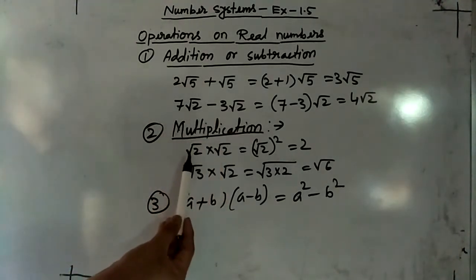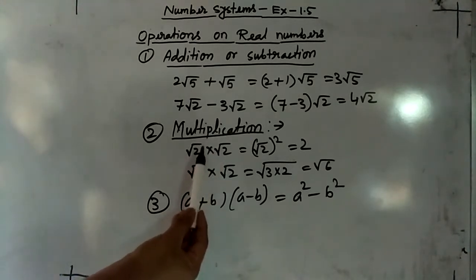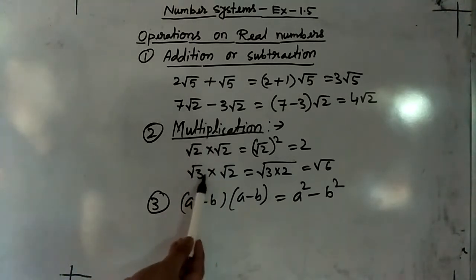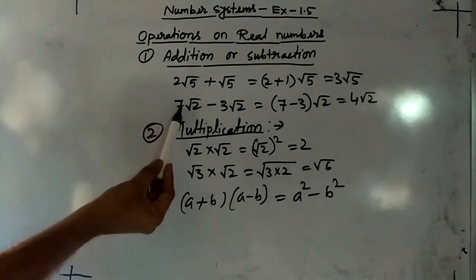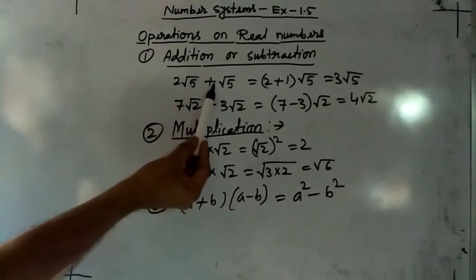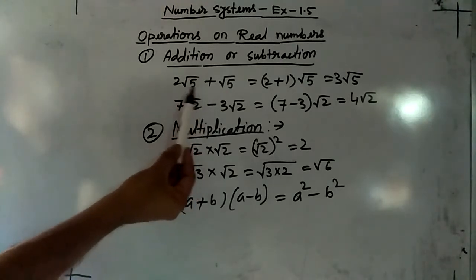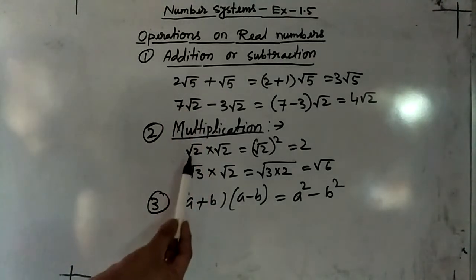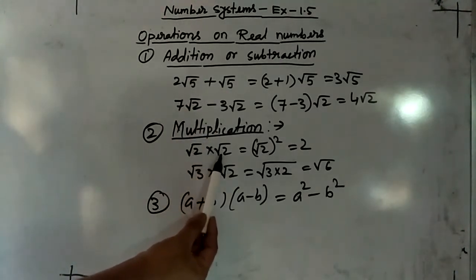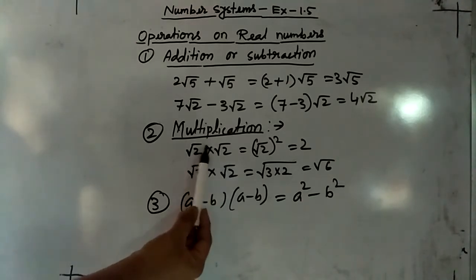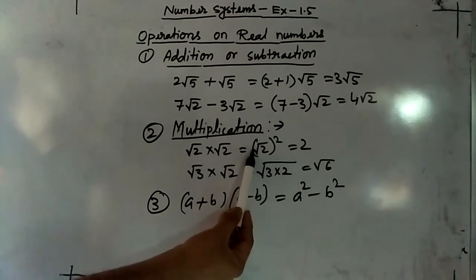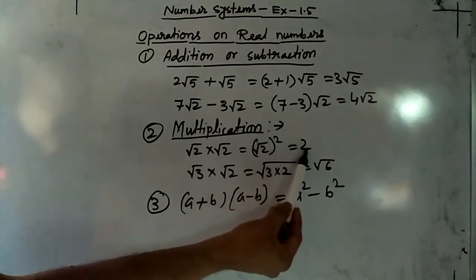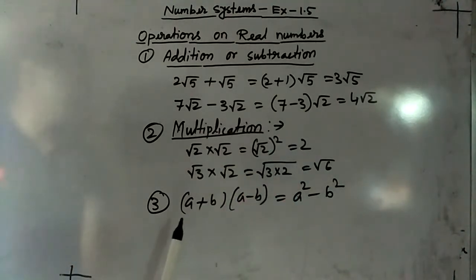Multiplications, if same type of irrational, then also we can multiply, and if different, then also we can multiply. But in case of addition and subtraction, both should be same type, otherwise we can't add or we can't subtract. See here, root 2 into root 2. If we multiply root 2 and root 2, then it will be root 2 whole square, square root and square will be cancelled, and then we'll get 2, right?